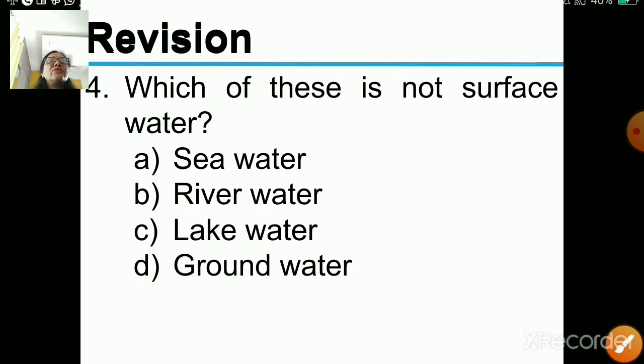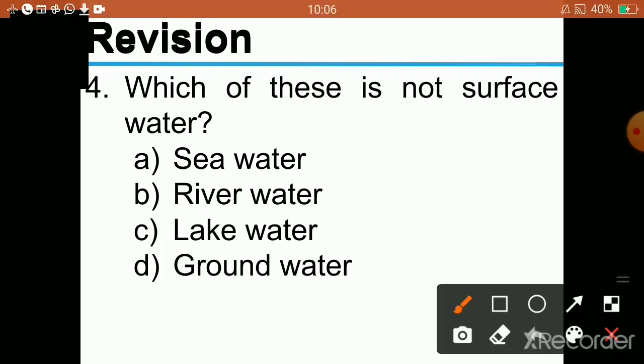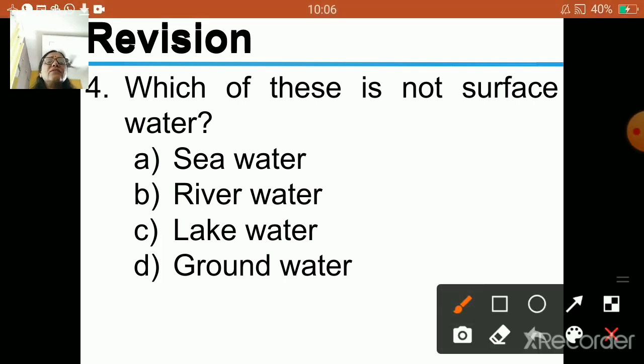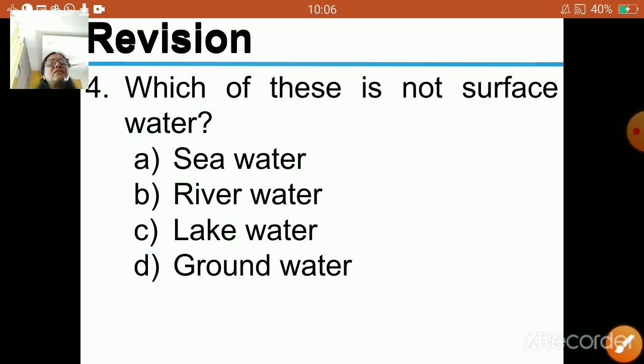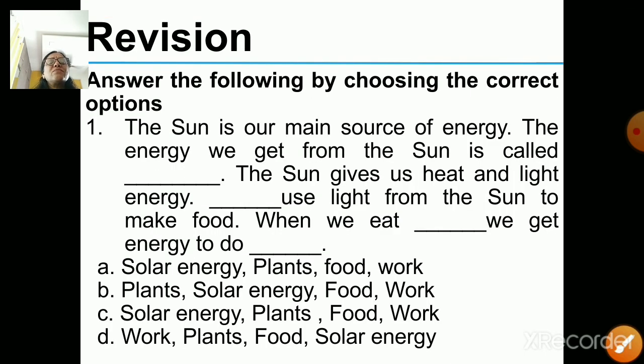Yes. So next one, which of these is not surface water? You know what is the surface water? Like the water we see in the sea, river, lake. But groundwater is not the surface water. So groundwater is our answer. Right?